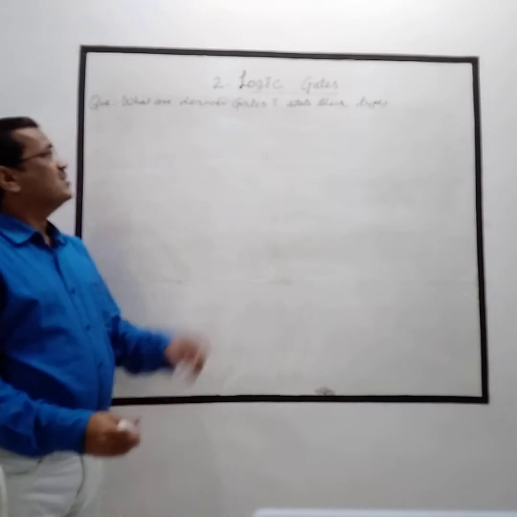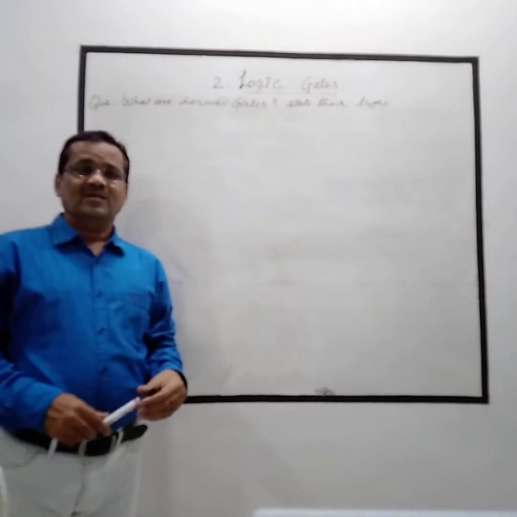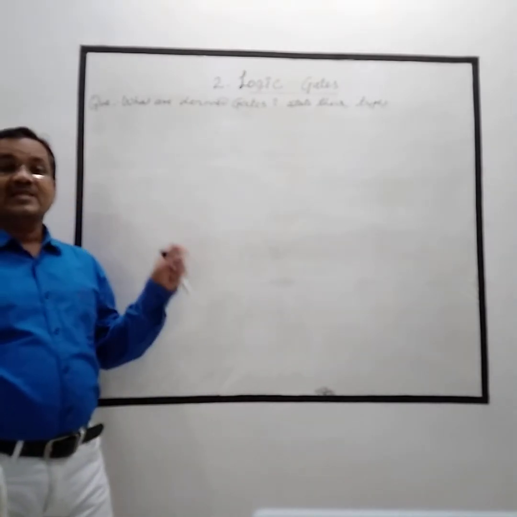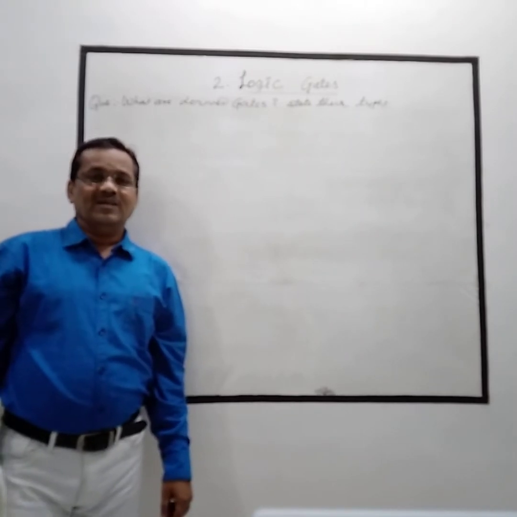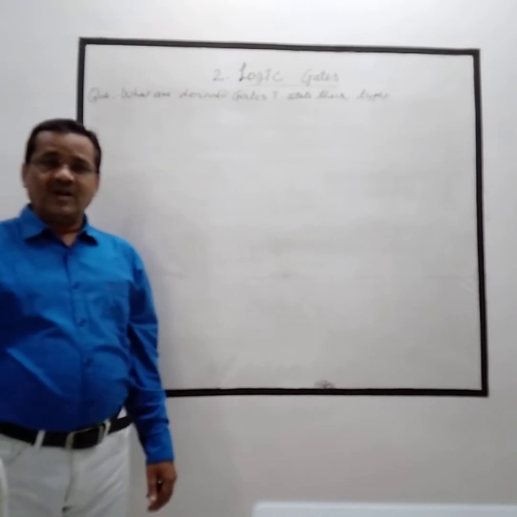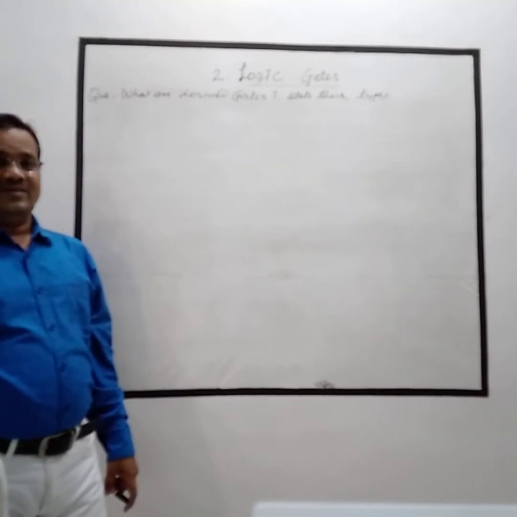So derived gates are the logic gates which can be constructed by using the basic three logic gates. So there are the derived gates. What are the types of derived gates? First is the NOR gate.